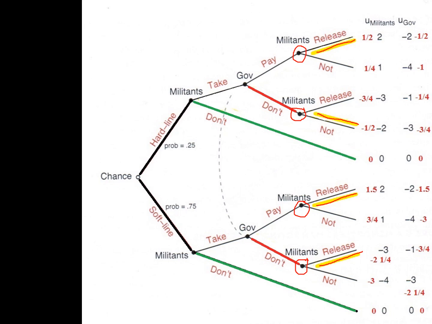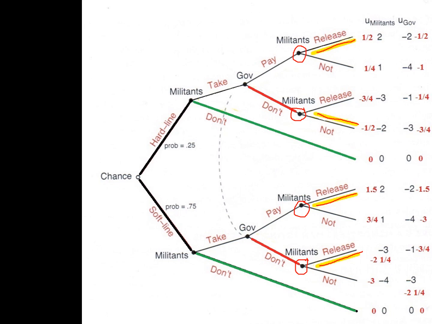Now the government, when it makes a choice, has to make it consistently for both the hardline militants and the softline militants. It has to make the same choice for both, not knowing what the precise identity is. But it does have the probabilities. So since the payoffs have already been multiplied by the probabilities of being soft or hardline, the government payoffs are simply the average of the decision to pay versus the decision not to pay.